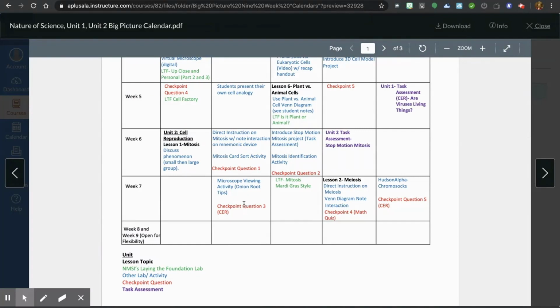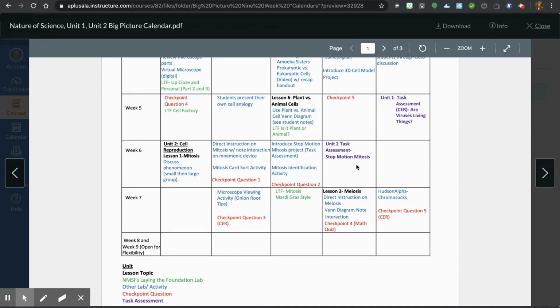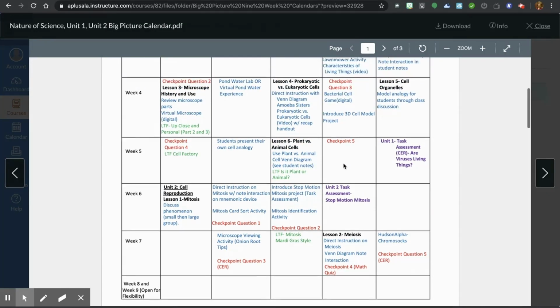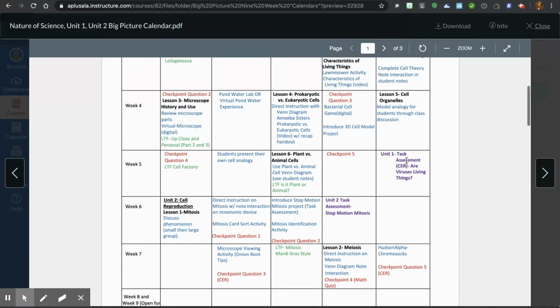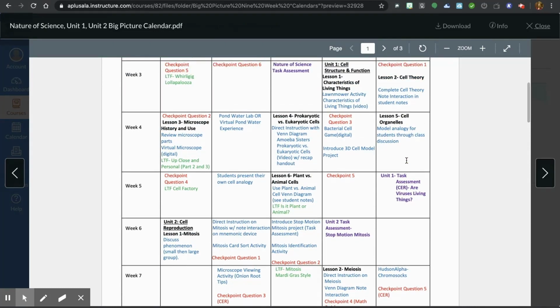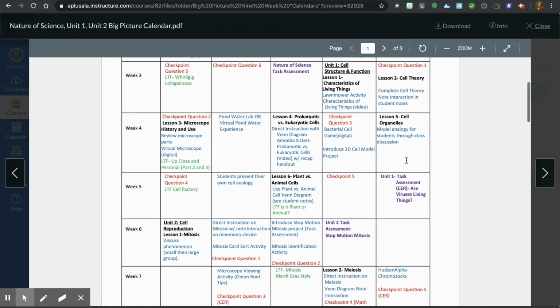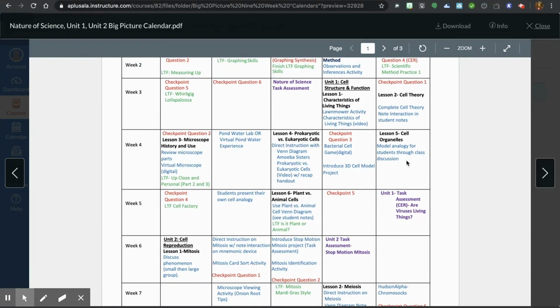Red incorporates checkpoint questions. These are a combination of multiple choice questions and claim evidence reasoning open-ended response questions. And then purple are the task assessments. These are assessments at the end of each unit that are not your traditional multiple choice assessments, but rather a task assessment, often a project-based assessment.